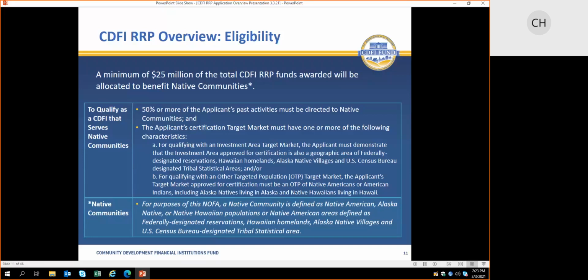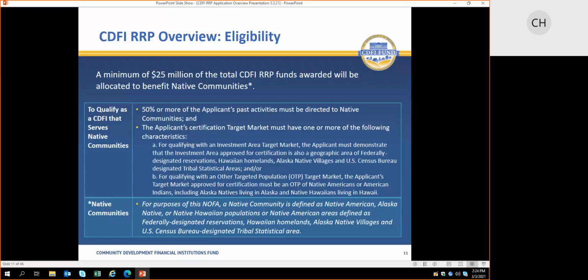Number one, you must demonstrate that the investment area approved for certification is also a geographic area of a federally designated reservation, Hawaiian homeland, Alaska Native village, or U.S. Census Bureau designated tribal statistical area. Or, you must demonstrate that your targeted population target market is Native American, Alaska Natives living in Alaska, or Native Hawaiians living in Hawaii.